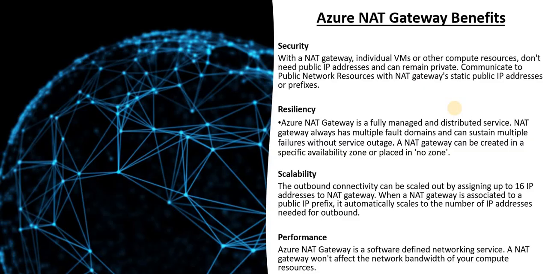NAT gateway comes with few benefits. Let's discuss one by one. Security wise, with the NAT gateway, individual VM or other compute resources don't need public IP address and can remain private. Communicate to public network resources with NAT gateways, static public IP addresses, or public IP prefix.